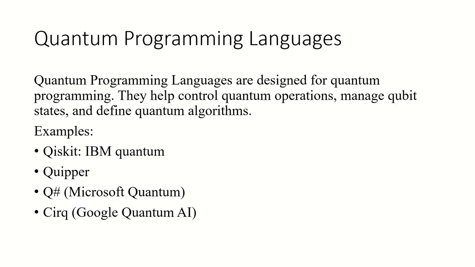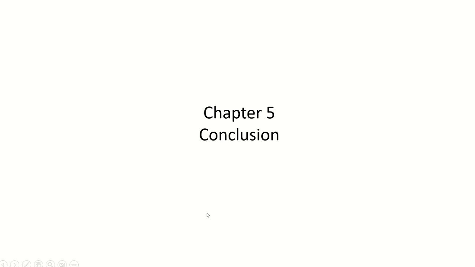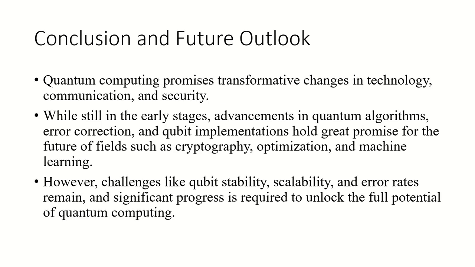Some of the examples are Qiskit by IBM Quantum, Q# which was developed by Microsoft, and Cirq, which was developed by Google Quantum AI. So let us conclude this presentation. Quantum computing can be extremely transformative. It can bring huge strides in technology, but it is an area still under research. It is still in its early stage, but advancement in quantum algorithms can hold great promise for the future of fields such as cryptography, optimization and machine learning.